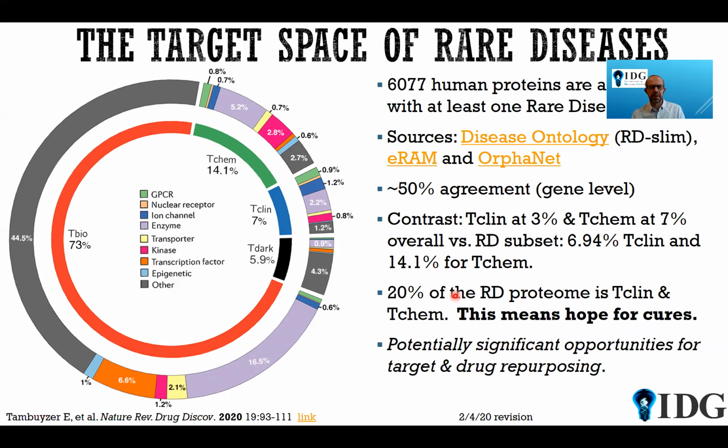So trying to visualize the target space of rare diseases, if you look at the inner ring, about 7% of these targets that are associated with rare diseases are part of TCLIN. And that's not to say that these are drug targets for rare diseases that can be easily manipulated with existing therapeutics. It is, however, a good sign in the sense that these targets we know can be manipulated in the clinical sense.